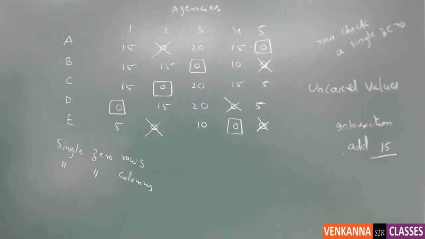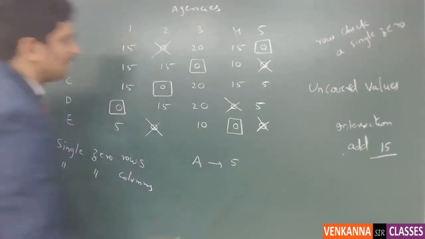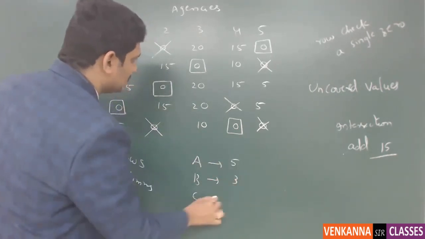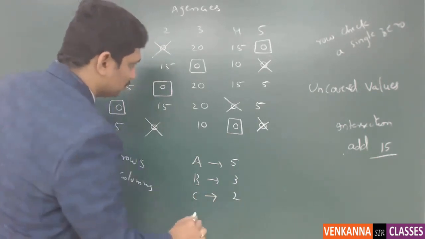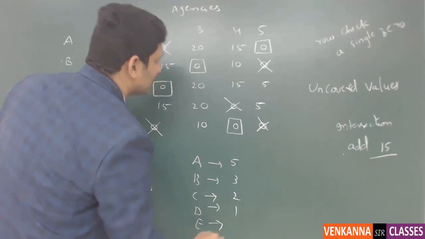Now, how many allocations were made here? 5. So the optimal solution is attained here. So how is the allocation done? A is allocated to agency 5, B is allocated to agency 3, C is allocated to agency 2, D is allocated to agency 1, and E is allocated to agency 4.